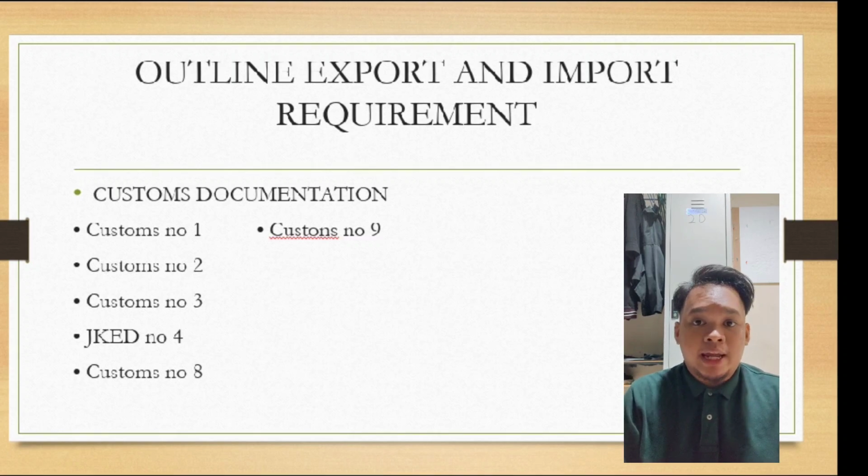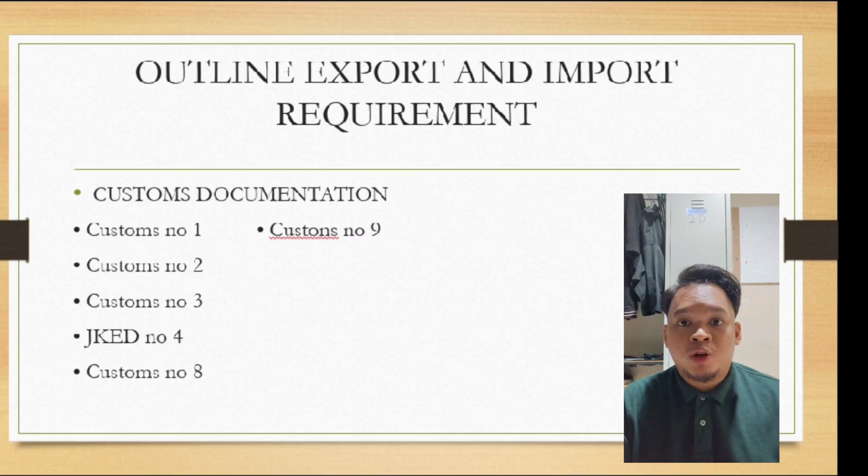Next, Customs number 8 is the application permit to move and transship duty-unpaid goods, a government customs declaration for the transfer of goods between bonded regions. This is used to import into and export from a bonded area.